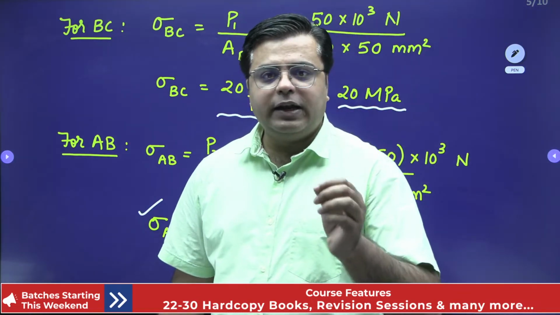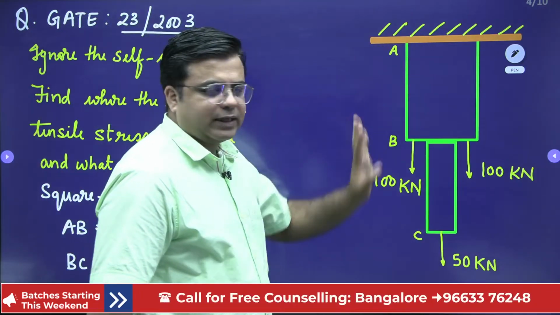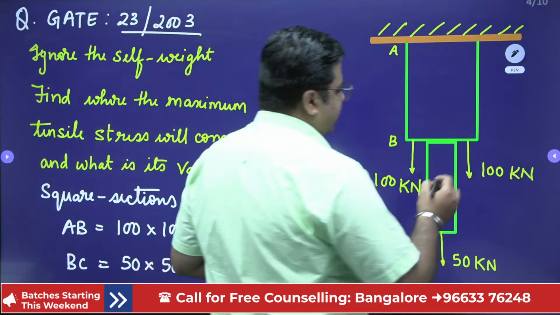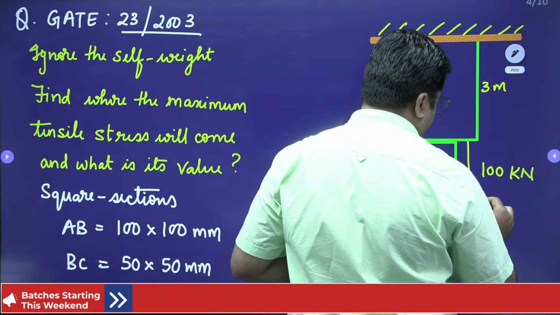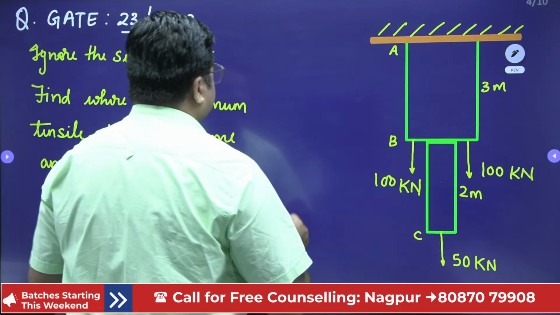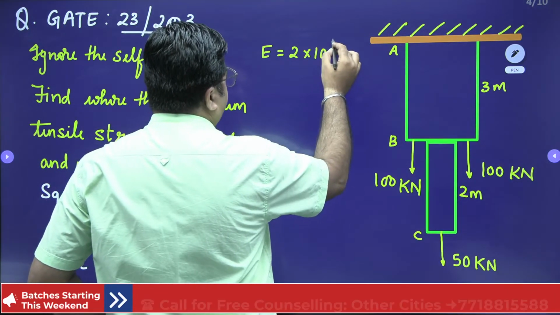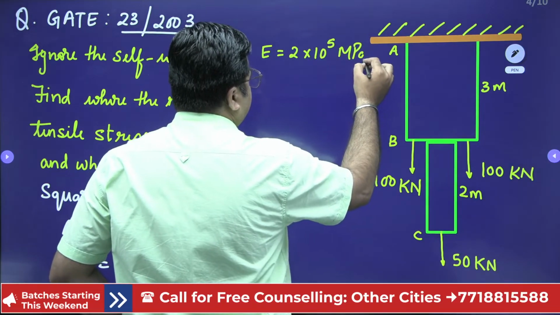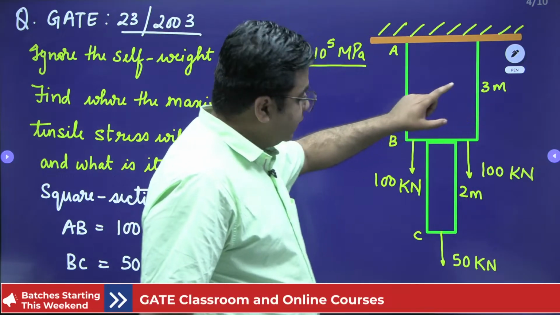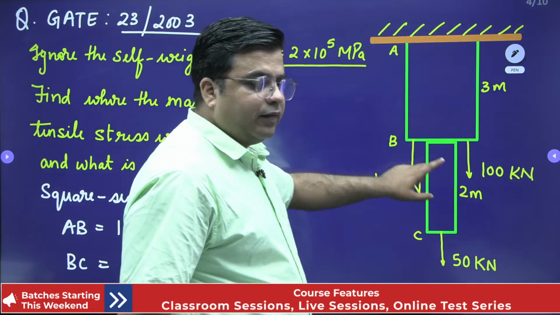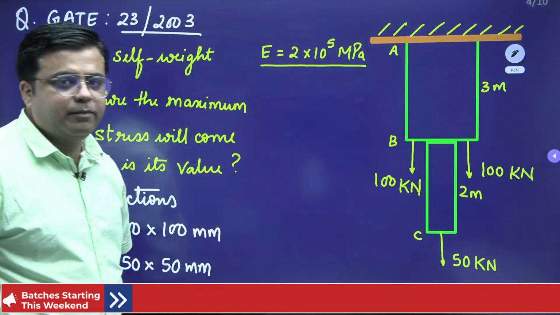What if I give you the length of these members? For this question, for member AB, you will have the maximum value of stress. What if I say this member has a length of 3 meter and this member has a length of 2 meter, and the value of Young's modulus is 2 into 10 raised to power 5 megapascal? The length of this member is 3 meter, the length of this member is 2 meter, and the value of Young's modulus for both of these materials is 2 into 10 raised to power 5 megapascal.